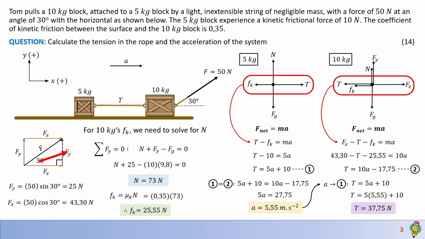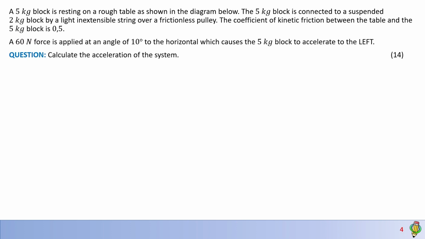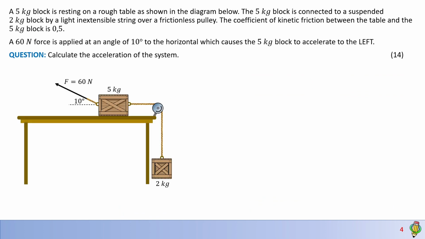Let's look at the second problem. A 5 kg block is resting on a rough table as shown in the diagram below. The 5 kg block is connected to a suspended 2 kg block by a light inextensible string over a frictionless pulley. The coefficient of kinetic friction between the table and the 5 kg block is 0.5. A 60 newton force is applied at an angle of 10 degrees to the horizontal, which causes the 5 kg block to accelerate to the left. The question says, calculate the acceleration of the system.